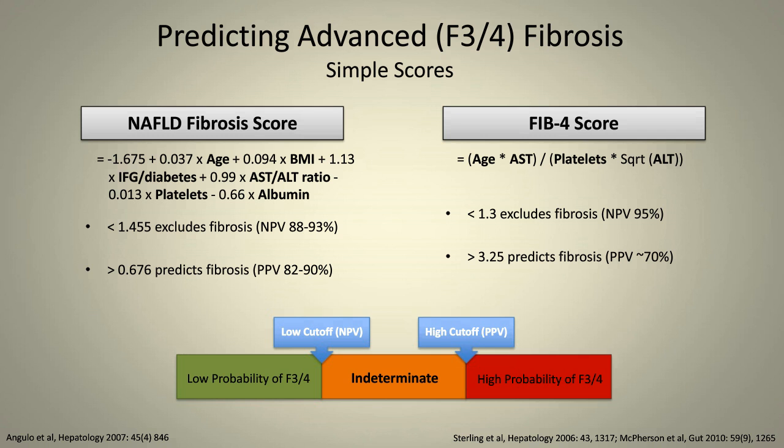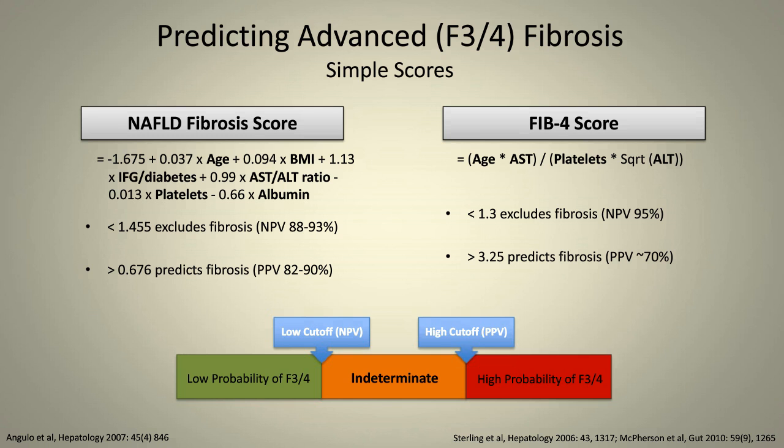Now, what you see is that both of them have very good negative predictive values, between 90 and 95%. And that's if you use the lower cutoff for both of these tests. Now, at the higher cutoff, you see the positive predictive value for NAFLD fibrosis score being 82 to 90%. In fact, in other studies, it's not quite that high. It's more around 60 to 70%. And the same thing for the positive predictive value for FIB-4.